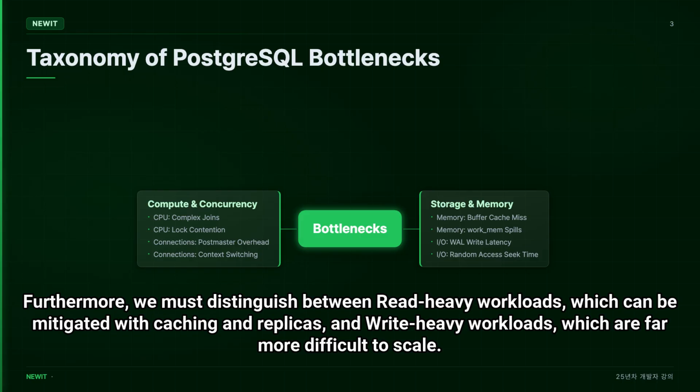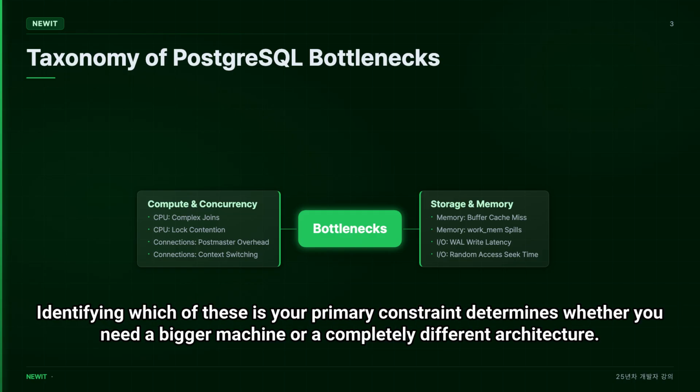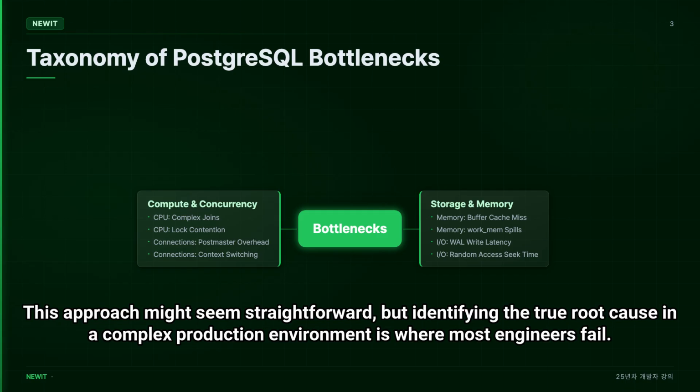Furthermore, we must distinguish between read-heavy workloads, which can be mitigated with caching and replicas, and write-heavy workloads, which are far more difficult to scale. A storage limit isn't just about disk space. It's about the IOPS throughput required for the write-ahead log to keep up with incoming transactions. Identifying which of these is your primary constraint determines whether you need a bigger machine or a completely different architecture. This approach might seem straightforward, but identifying the true root cause in a complex production environment is where most engineers fail.